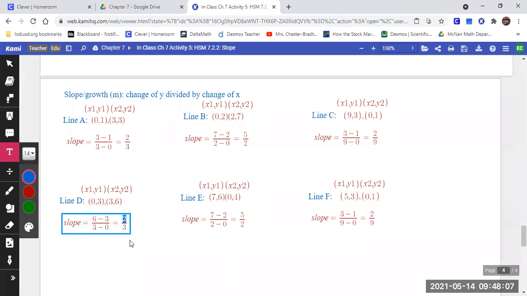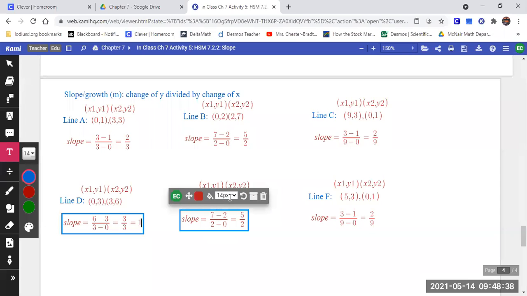What are our values, please? 3, 3. Okay. Is that simplified all the way? No. What would it be if we simplify it? 1. Yes. 1. Okay.